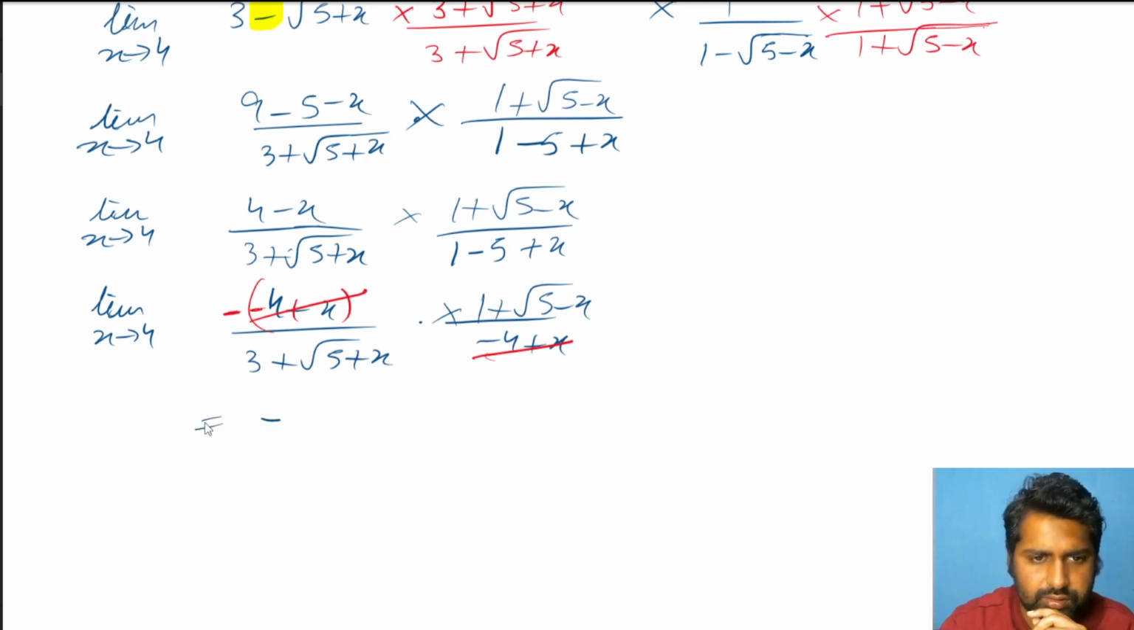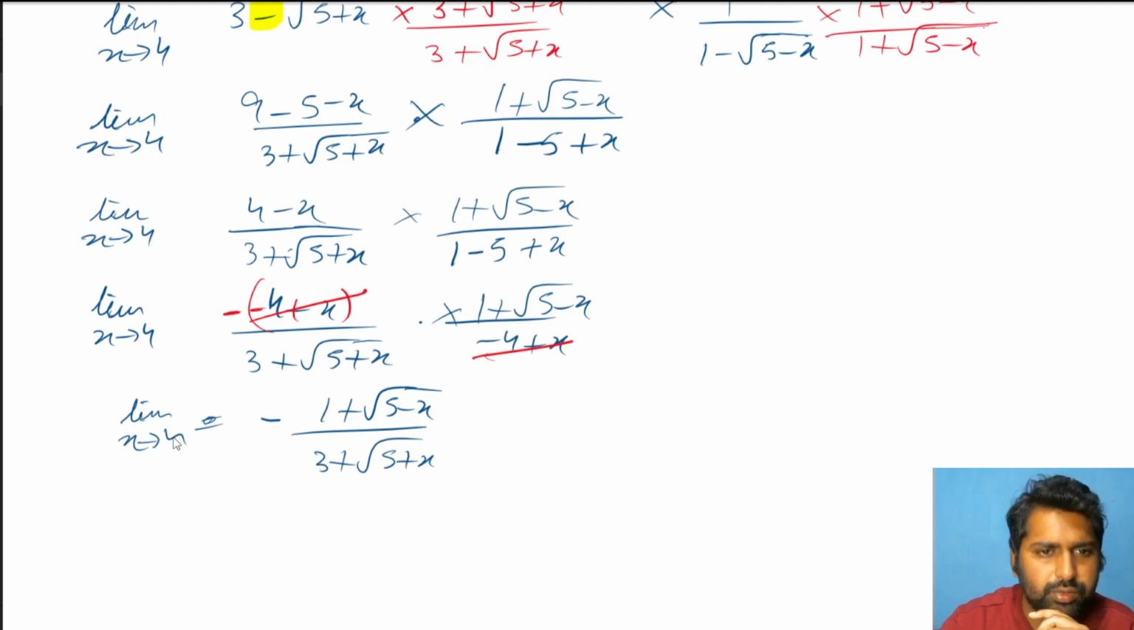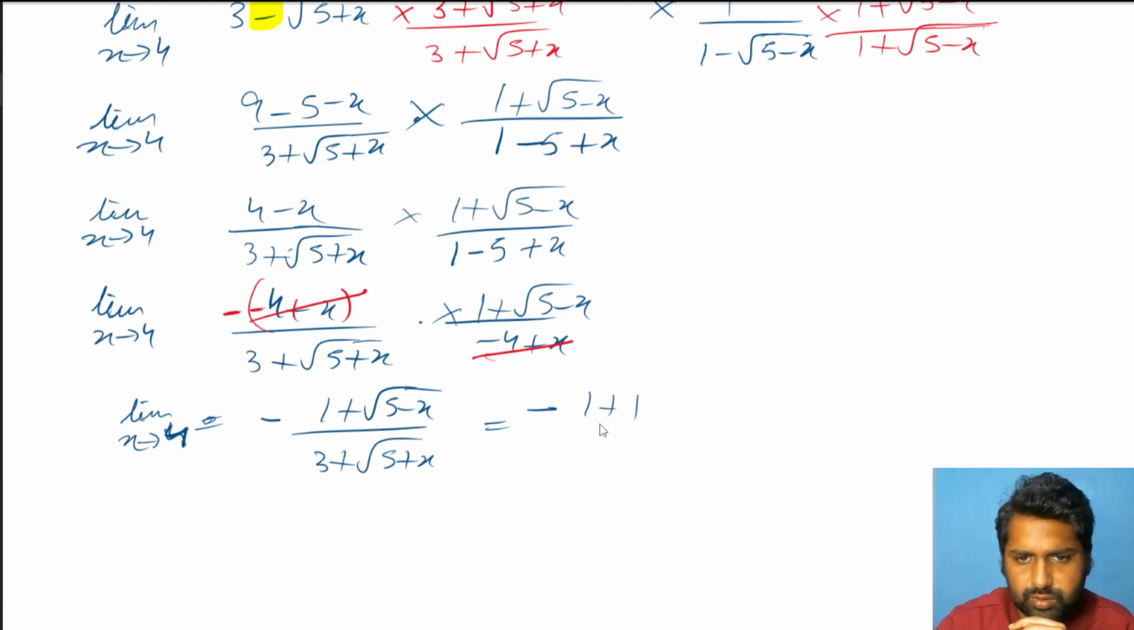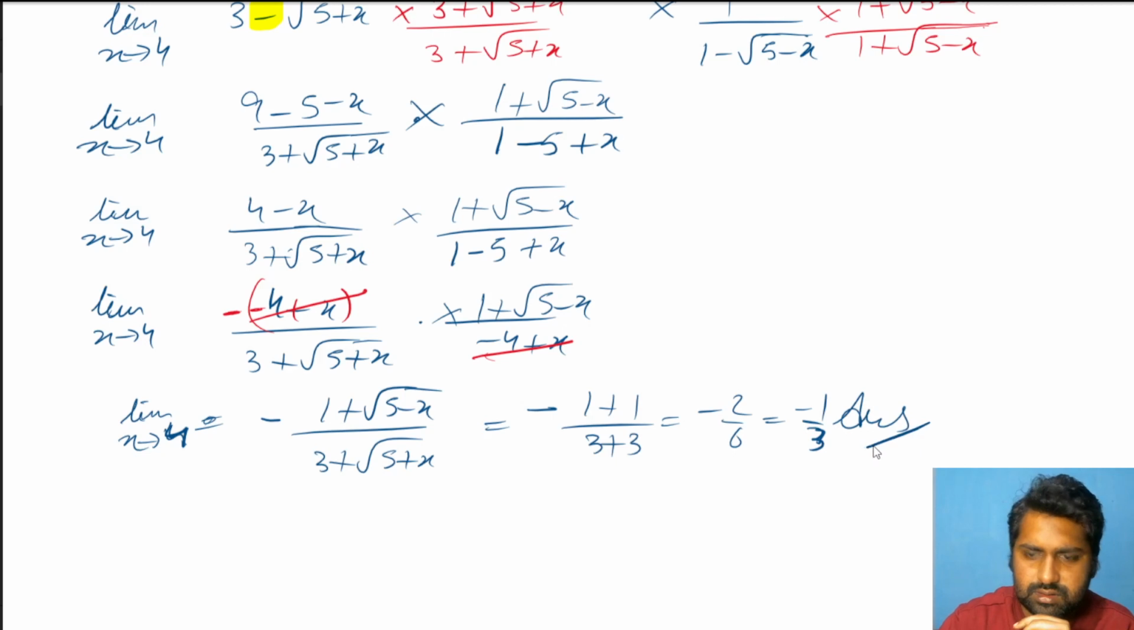So minus of, this is coming limit x tends to 4 minus of 1 plus square root of 5 minus x upon 3 plus square root of 5 plus x. Now we have to put x as 4. Let's do the direct substitution. So negative of 1 plus 5 minus 4 is 1 upon 3 plus 5 plus 4 is 9, 3 plus 9 square root is 3 plus 3, 6. So minus 2 by 6 or minus 1 by 3. That's the answer.